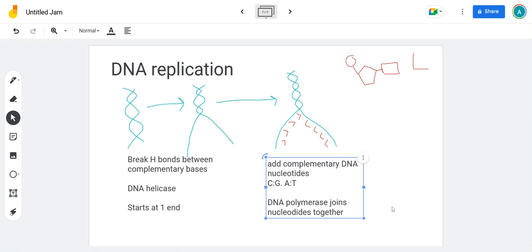And then it basically just continues. It will unravel some more, and then it will add some more bases. It unravels some more, adds some more nucleotides, joins them together, and just continues until it's copied the whole lot. Now, when the polymerase joins the nucleotides together, another detail we could add is that they're phosphodiester bonds on the backbone of the DNA.